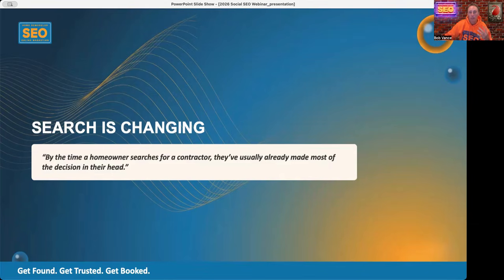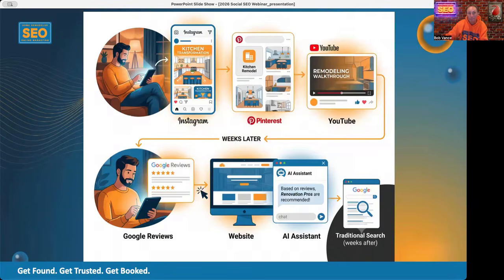Google used to completely dominate, and now AI engines are getting about 7 to 8% of the share, and that's only going to continue to grow. By the time a homeowner searches for a contractor, they've usually already made most of the decision in their head because of all the information and research that they've already found online.